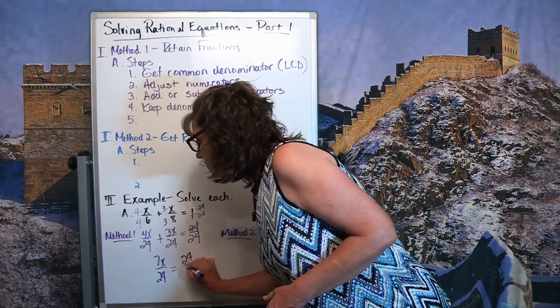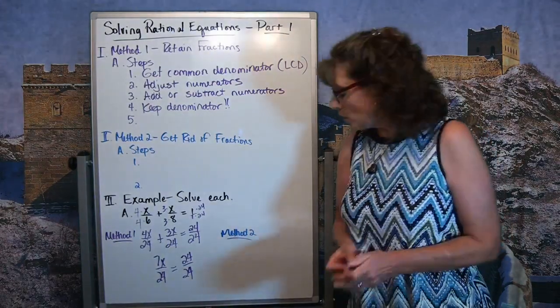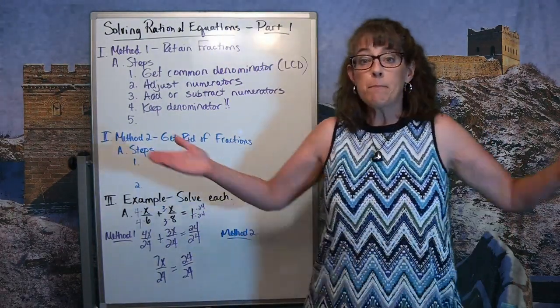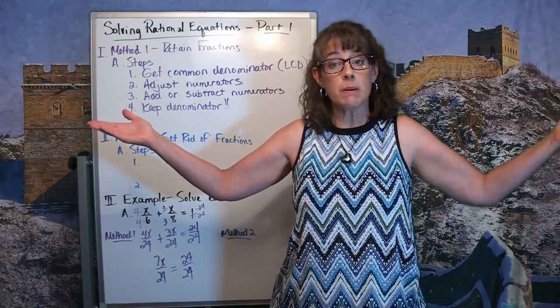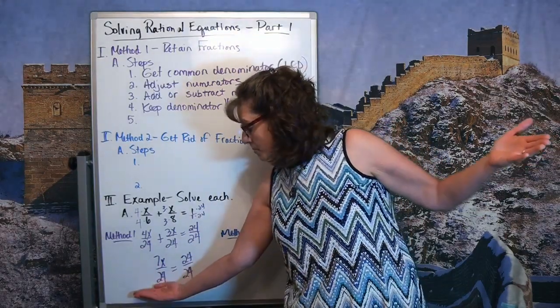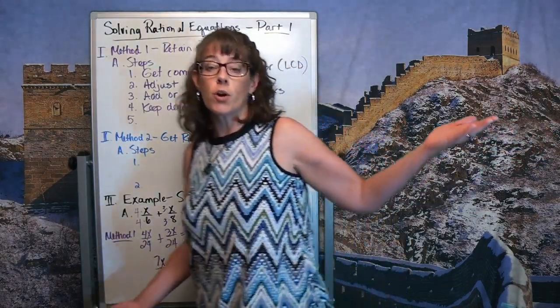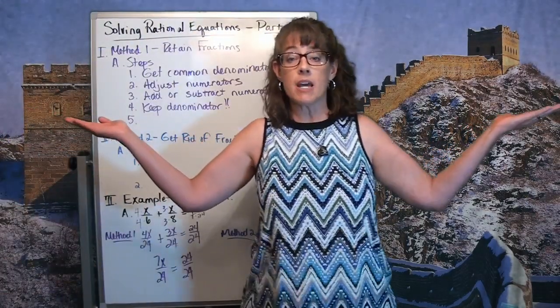So what we have at this point is equivalent fractions. And the way that we're going to look at this is we're going to say, okay, pan balance idea here, because we've talked about this many times. Your equation is a pan balance. This equal sign is that fulcrum in the middle. So in this pan is that 7x over 24. In this pan is the 24 over 24, and it's all balanced out.